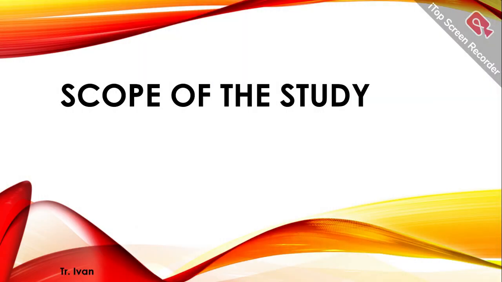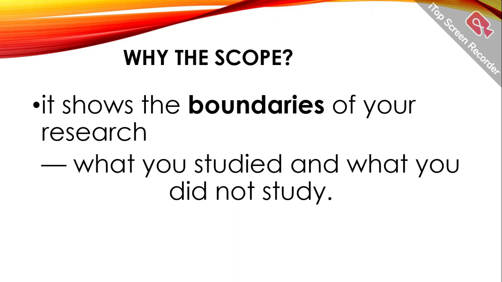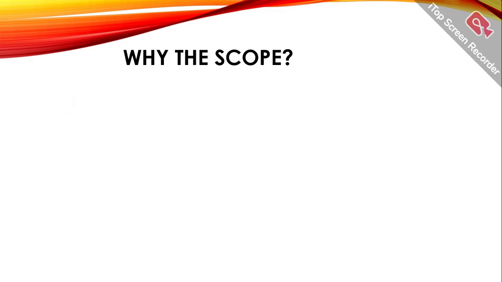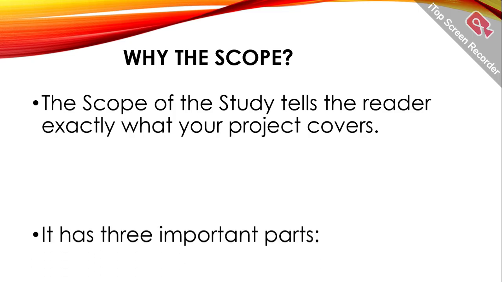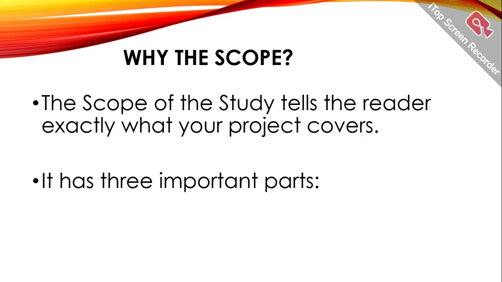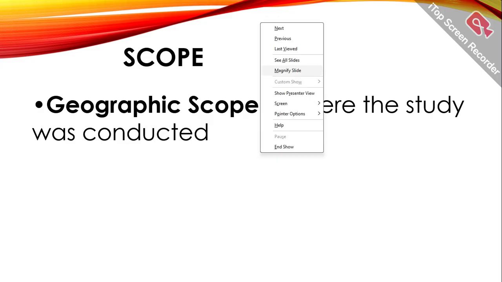We have this simple part called the scope of the study, and we're saying, why do we need a scope? It shows us the boundaries of our research and what we studied, and of course what we did not study will be clearly put out. The scope of the study tells the reader exactly what your project is covering, and it has three important parts. The geographical scope shows clearly where the study was carried out.